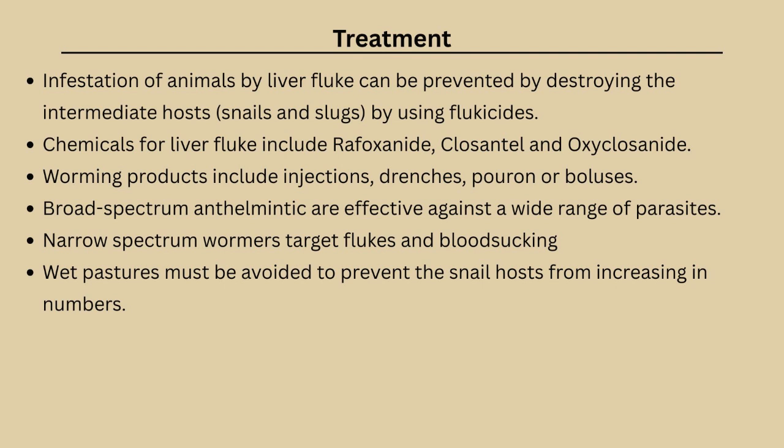Broad-spectrum anthelmintics are effective against a wide range of parasites. Narrow-spectrum wormers target flukes and bloodsucking worms. Wet pastures must be avoided to prevent the snail hosts from increasing in numbers.